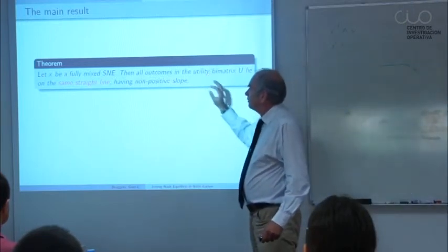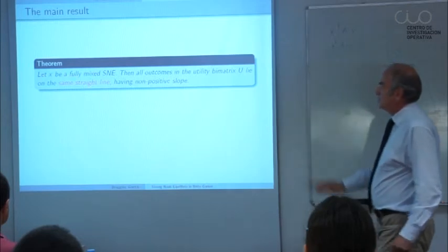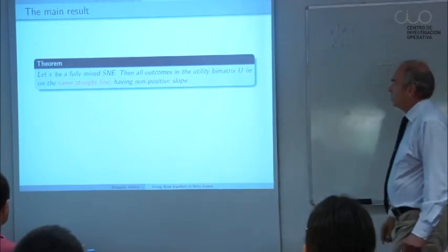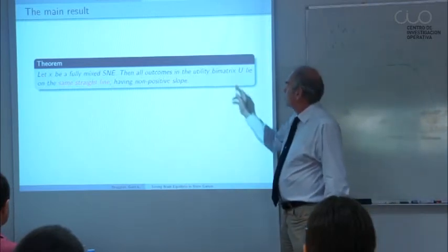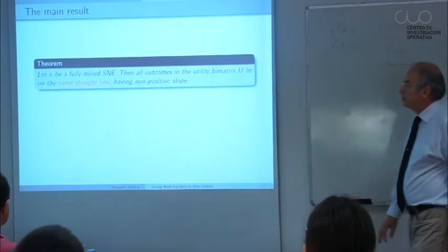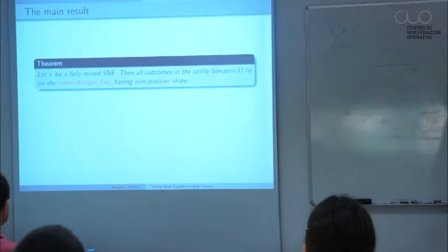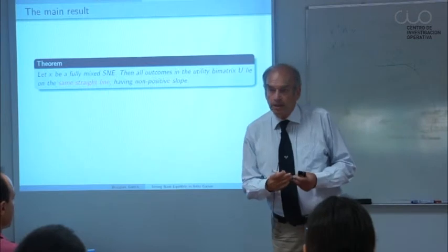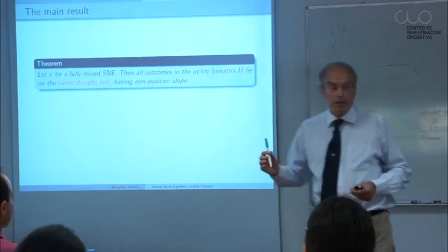Okay, and the interesting theorem is the following. Let X be a fully mixed strong Nash equilibrium. Then all outcomes in the utility bimatrix U lie on the same straight line, having non-positive slope. This maybe tells you nothing, but it tells a lot to me, and I will explain why.